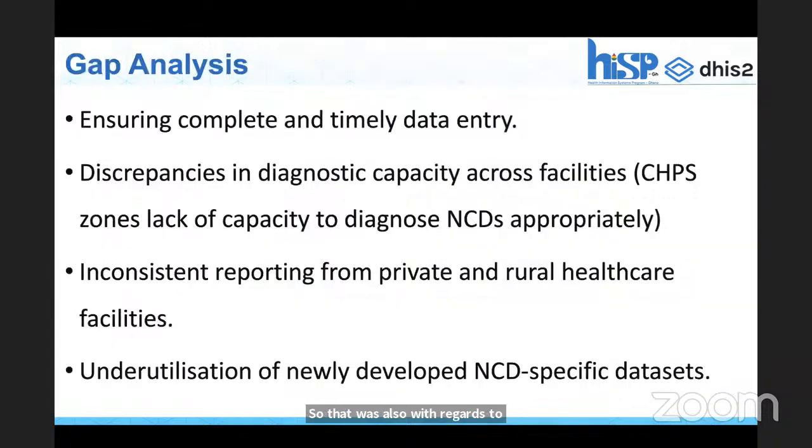What we found out was that it is a key thing to deal with the quality of the data, because as a major source of discrepancies we noted that, as a country, the lower level facilities, that is CHPS zones and clinics, are being discouraged from diagnosing non-communicable diseases.